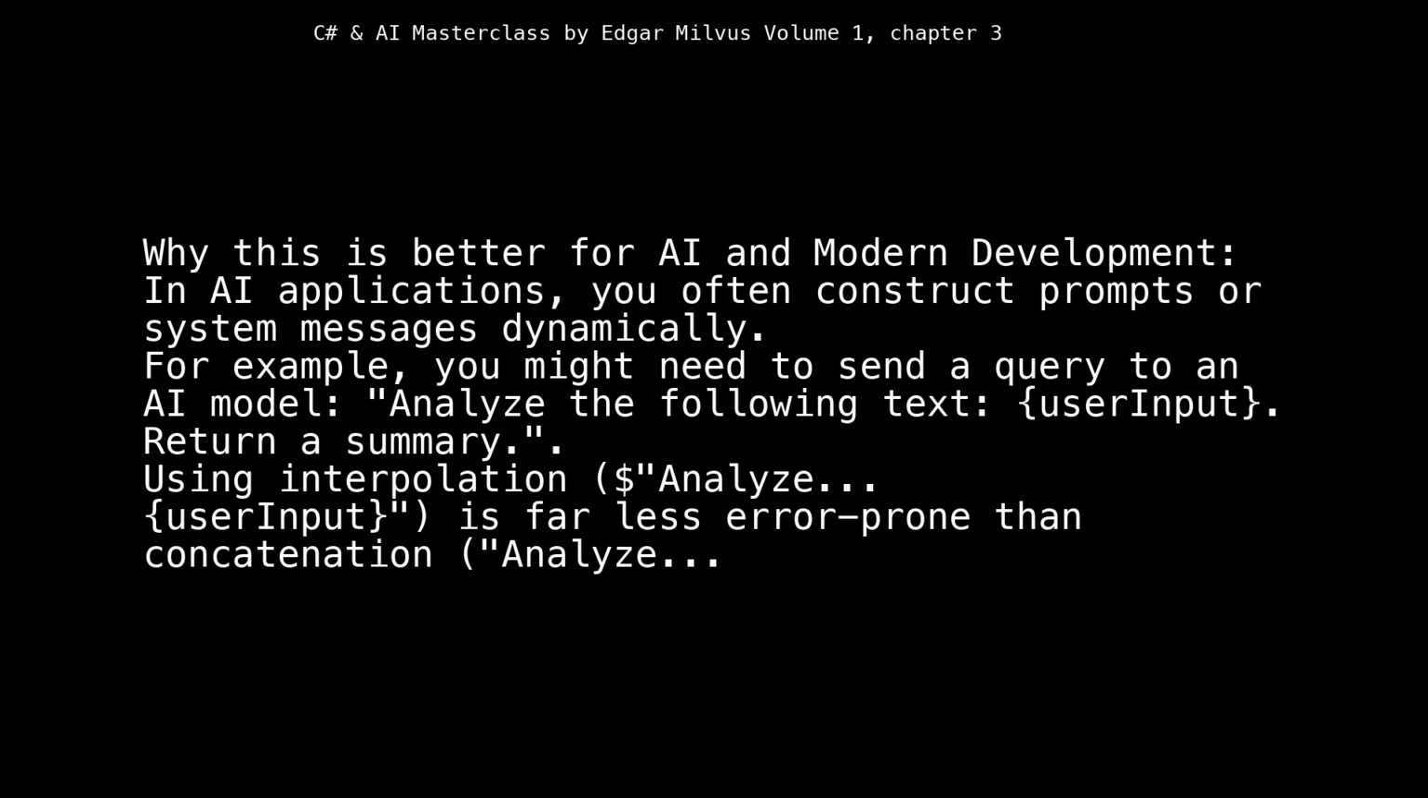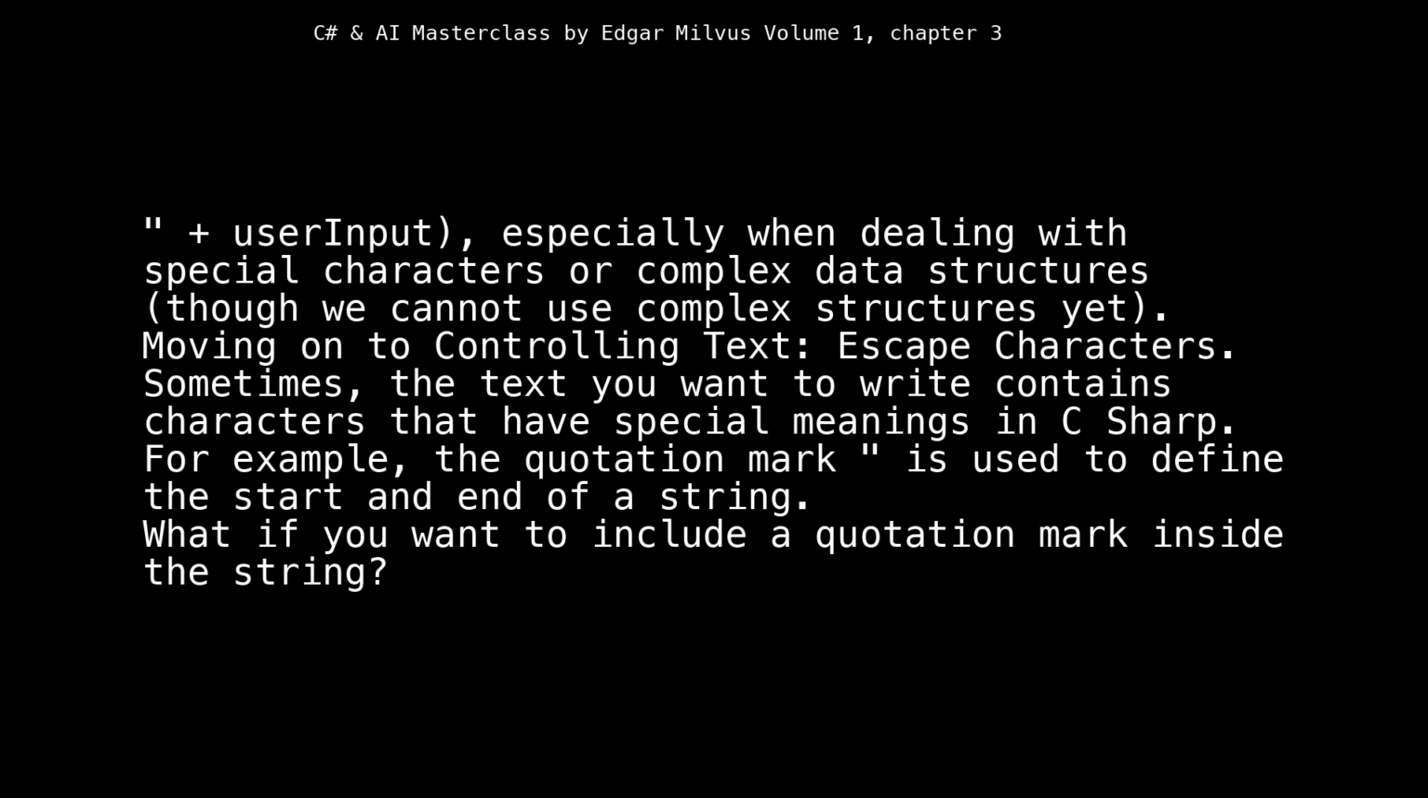Why this is better for AI and modern development: in AI applications, you often construct prompts or system messages dynamically. For example, you might need to send a query to an AI model: "Analyze the following text: user input. Return a summary." Using interpolation, $"Analyze {userInput}" is far less error-prone than concatenation, "Analyze" plus user input, especially when dealing with special characters or complex data structures, though we cannot use complex structures yet.